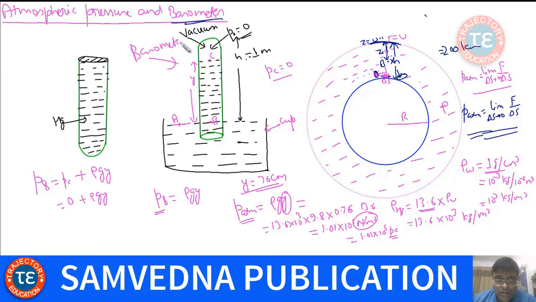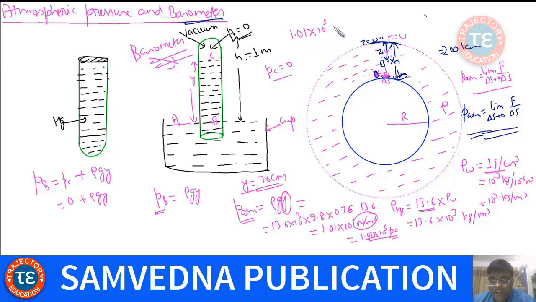This apparatus is called a barometer. So atmospheric pressure in general is taken to be 1.01 into 10 to the power 5 Pascal, which is a very high amount of pressure.